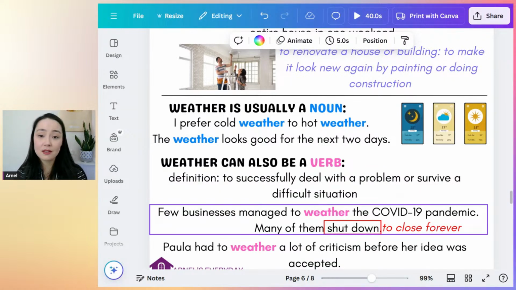Few businesses managed to weather the COVID-19 pandemic. Many of them shut down. This means to close forever. They shut down. So remember, when you begin a sentence with few, not a few, few, this is negative. Few businesses manage to weather, meaning to survive.